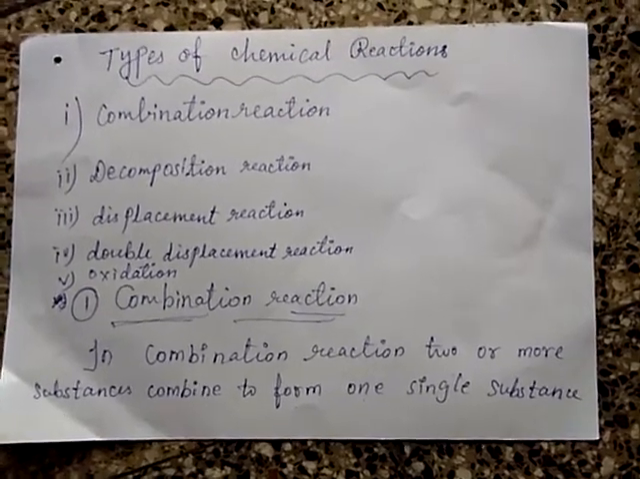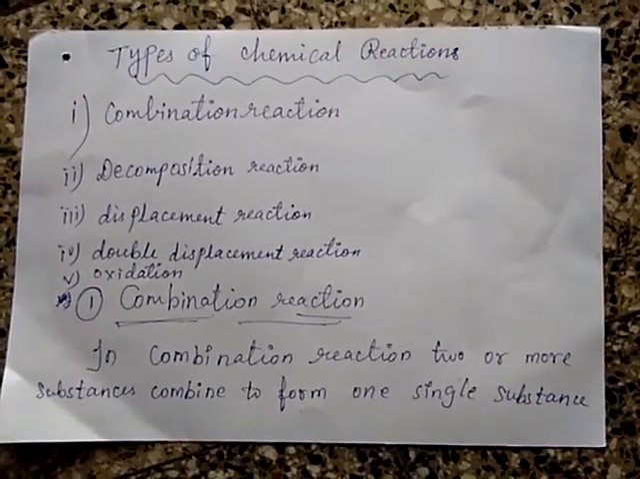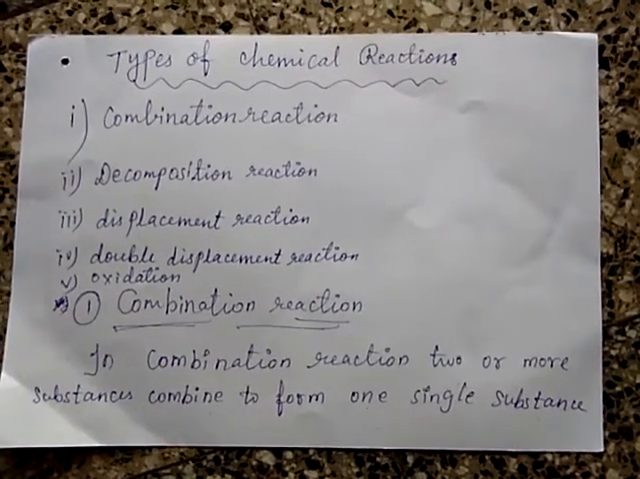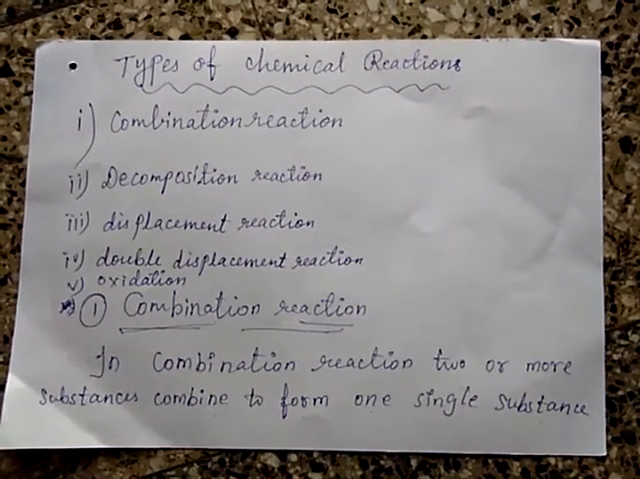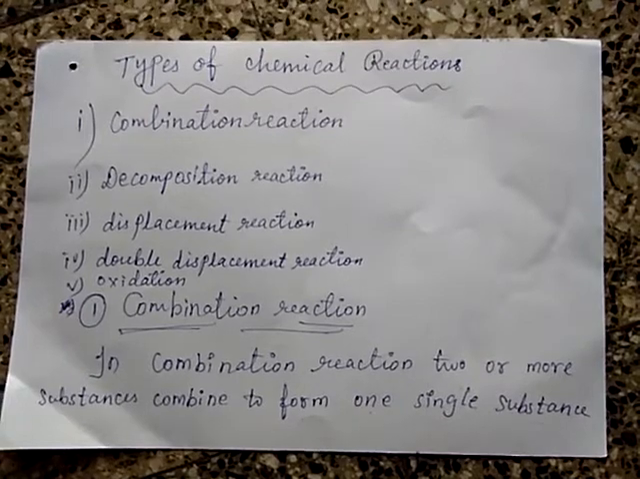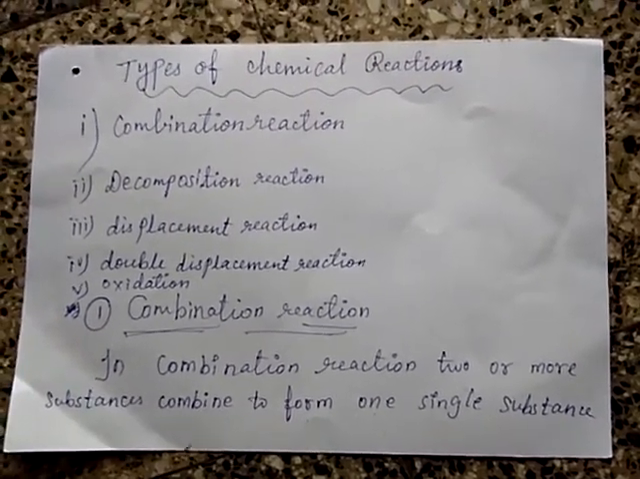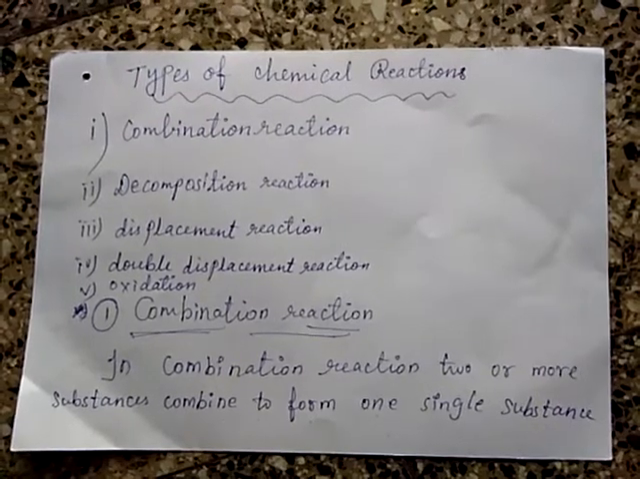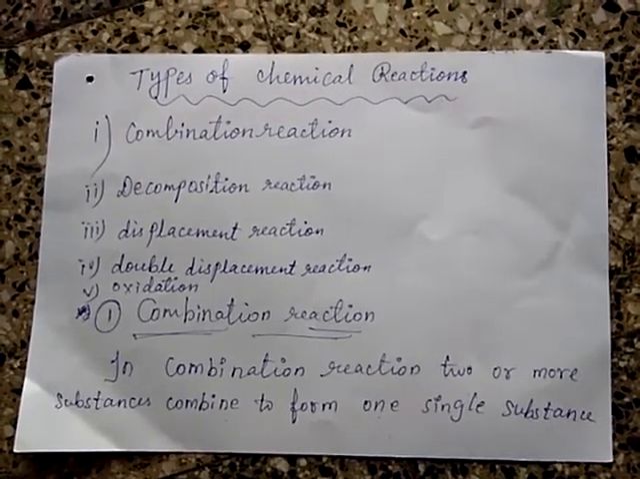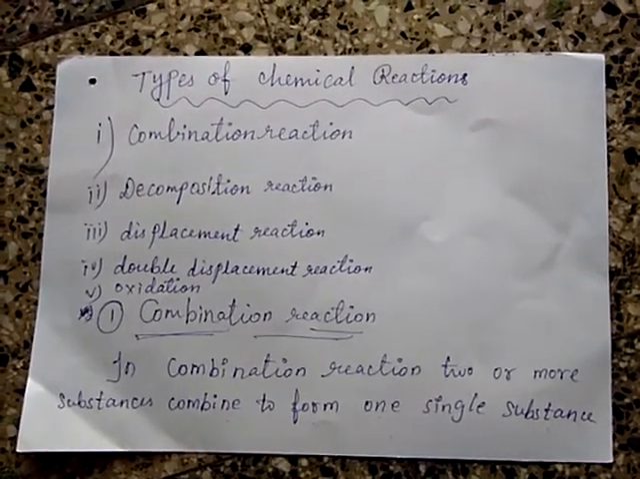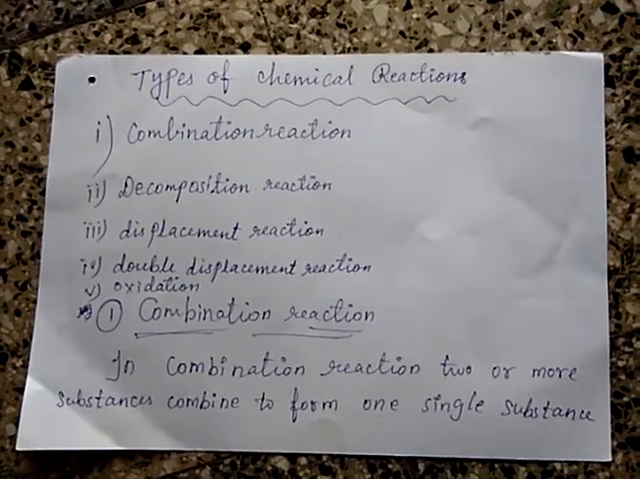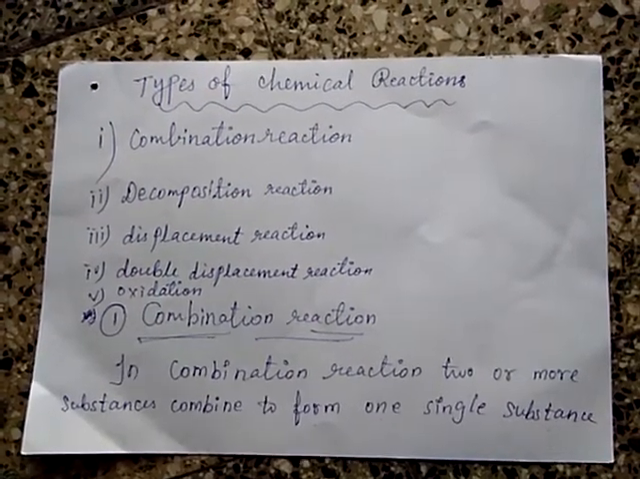Hello children. In the previous class we have seen the types of chemical reactions. In that we have seen combination reaction and decomposition reaction. Now let us see the remaining ones. The third type of chemical reaction is displacement reaction.